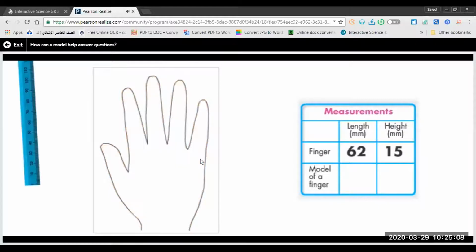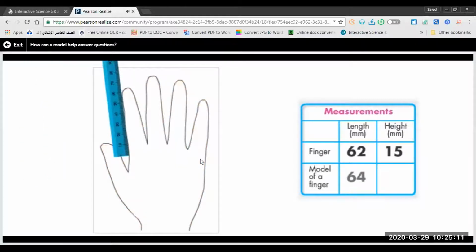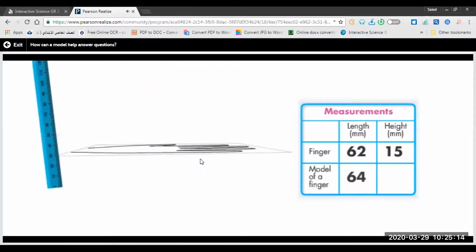the length of the finger on our model is 64 millimeters. Exactly, the length of your finger in the model is 64. So the length of your finger in real and in the model are nearly the same, but the height here is not the same. Why? Because there is no height for your finger in the model. The model is flat on the paper. You're drawing the model on the white paper, so when you measure the height, you will find the height is 0.